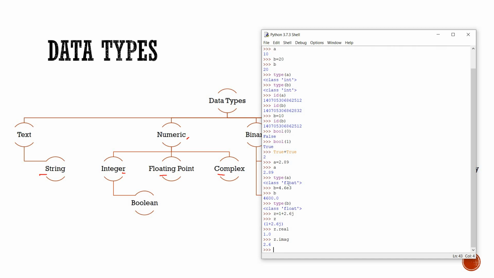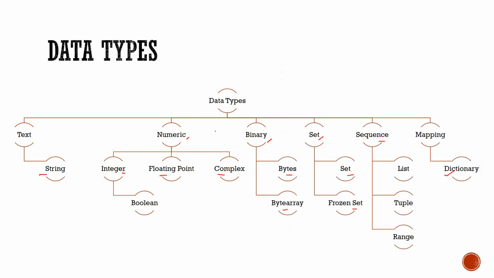Now what type of variable is it? So I am writing type Z. So it belongs to class complex. So till now we completed our numeric part, that is integer, boolean, floating point and complex.